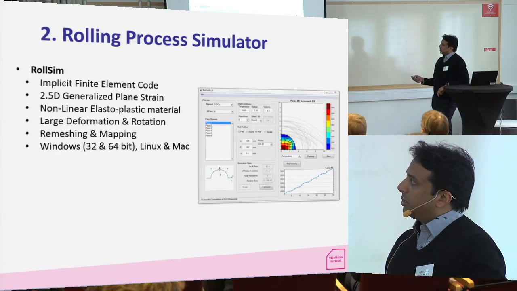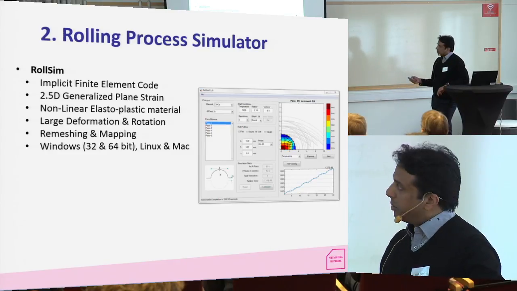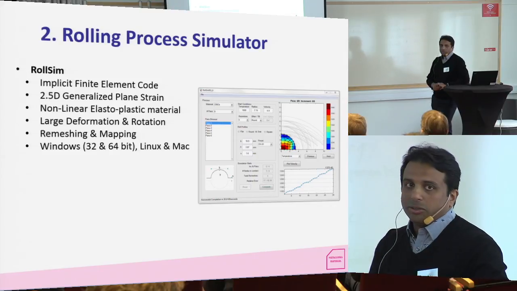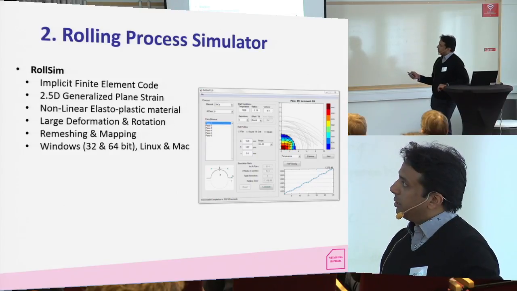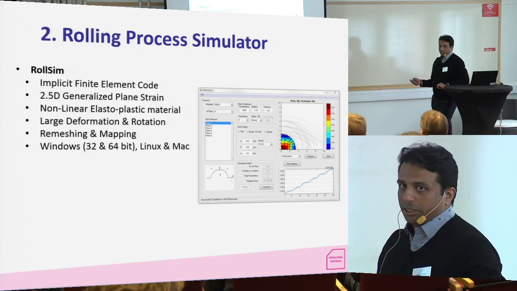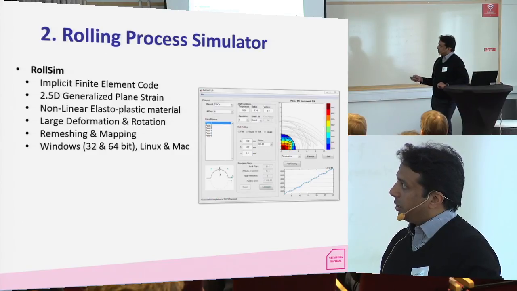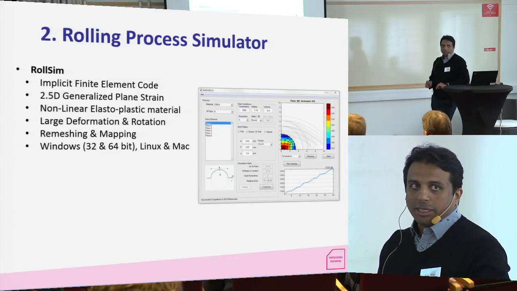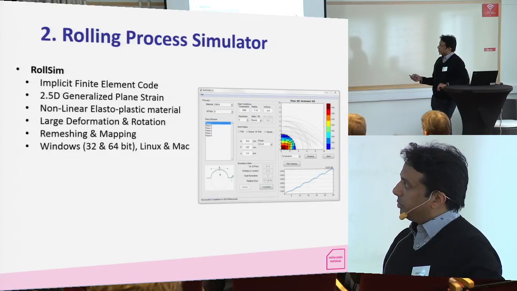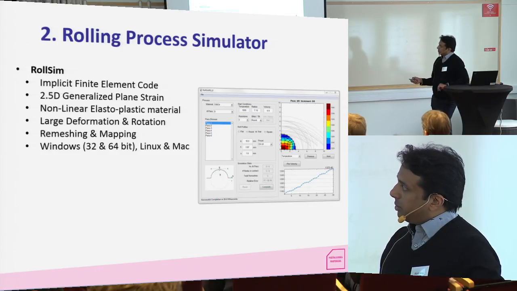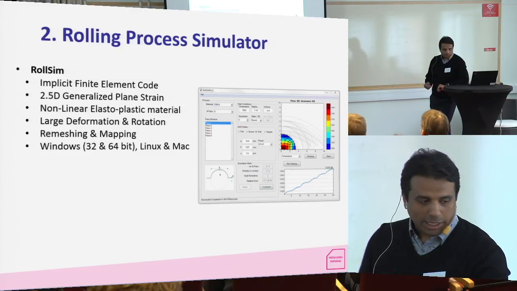Rolling process simulator. This is another tool. It's called RollSim as well. This has also been developed in the project, and it's an implicit finite element code, which is based on 2.5D or generalized plane strain. It has nonlinear elastoplastic material with large deformation and rotation. We have implemented the remeshing as well as mapping of results between different meshes, and it's available on Windows, Linux, and Mac.